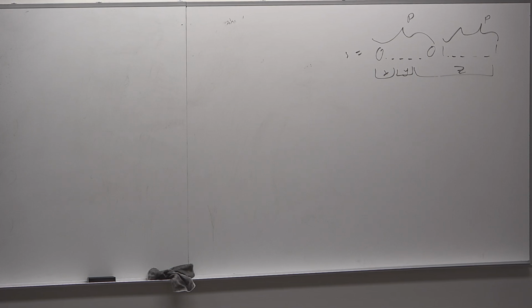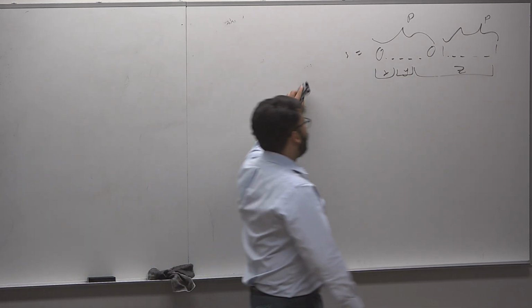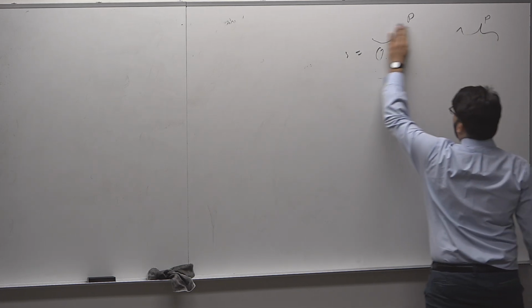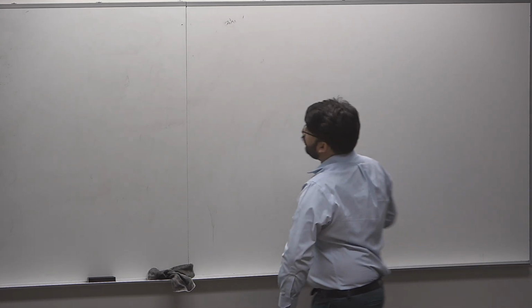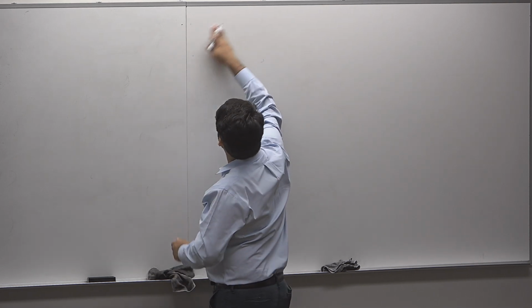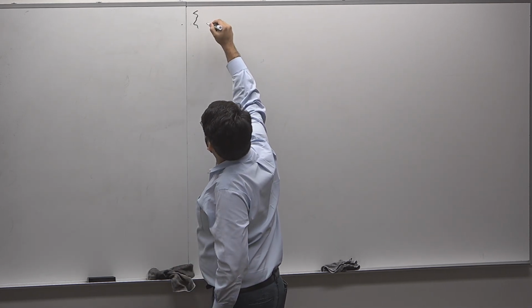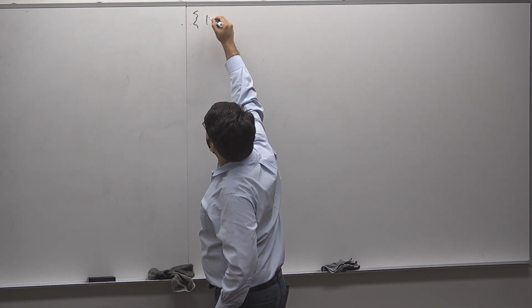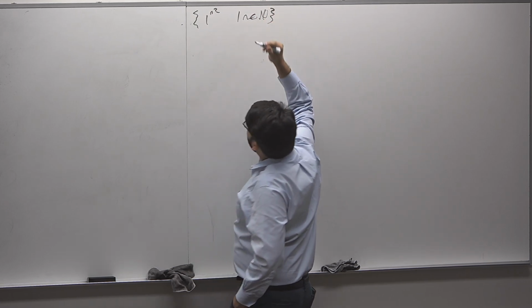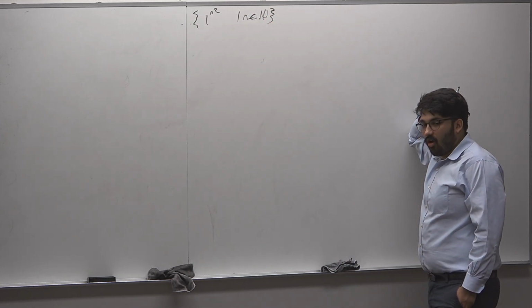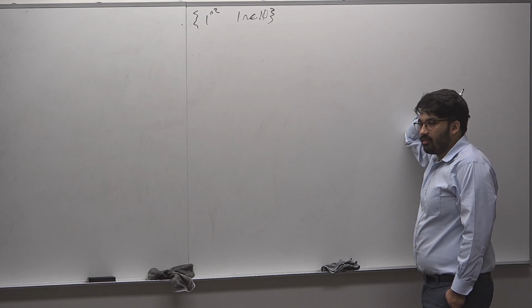Okay, let's do another example of a unary language. A language is unary if its strings are all the same symbol, right? So we're going to do 1 to the n squared, where n is a natural number. So this is strings of all ones that have quadratic length.